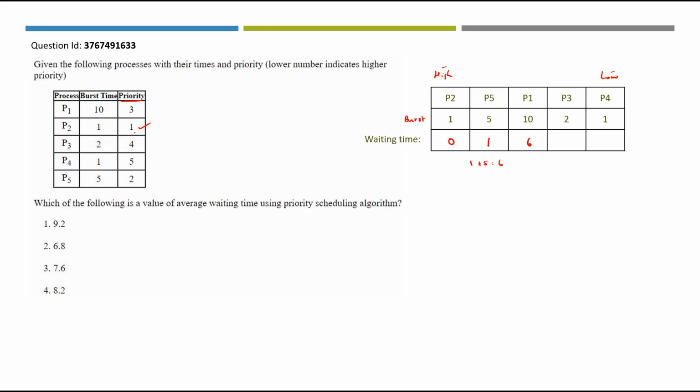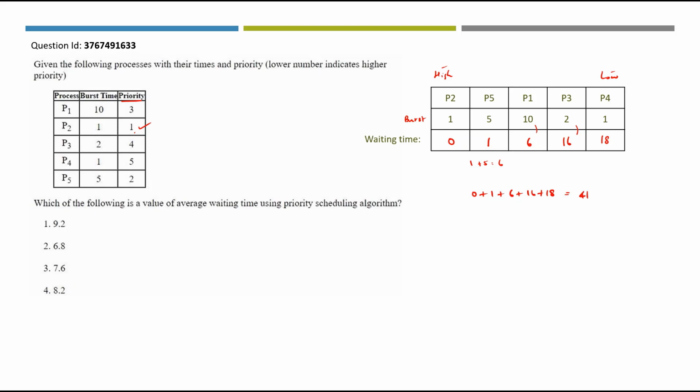What about P3? Along with 6, you have to add 10. 1 plus 5 plus 10. 10 plus 6 will give 16. So P3 has a waiting time of 16. What about P4? 16 plus 2. The waiting time will be 18. Now we have to sum the waiting time. 0 plus 1 plus 6 plus 16 plus 18, which is equal to 7, 23. 23 plus 18 will give 41.